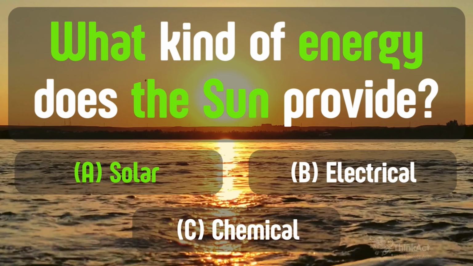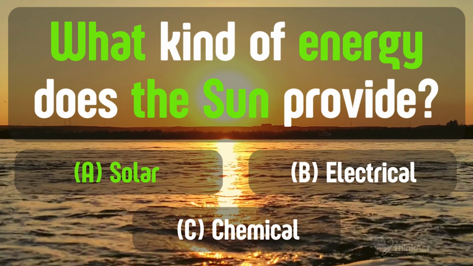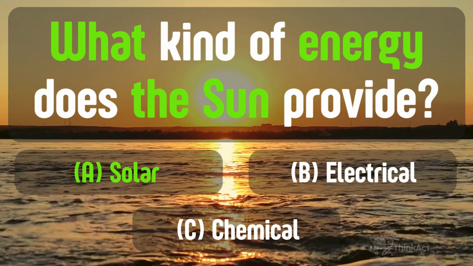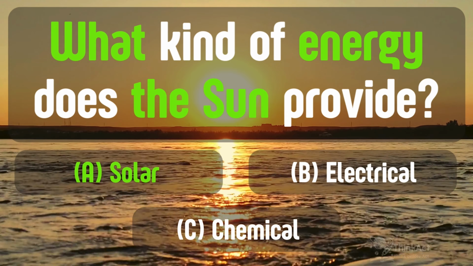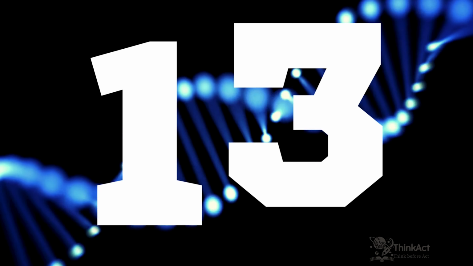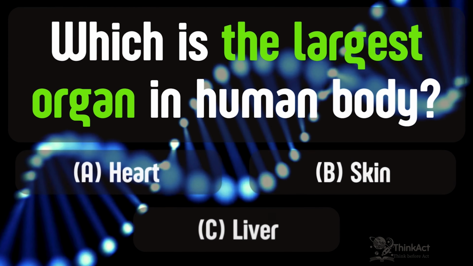Solar radiation includes visible light, ultraviolet light, infrared, radio waves, X-rays, and gamma rays. Radiation is one way to transfer heat. Which is the largest organ in human body?